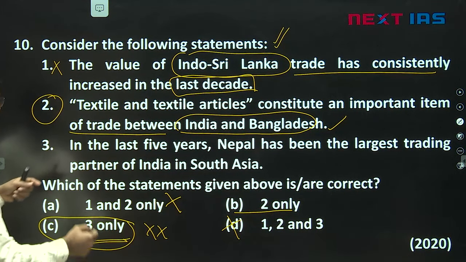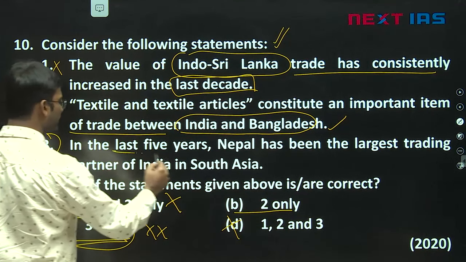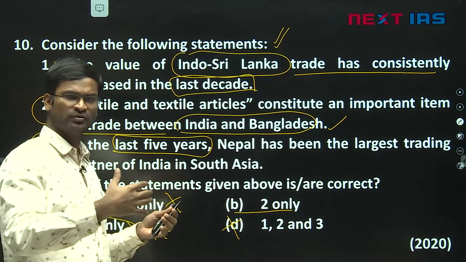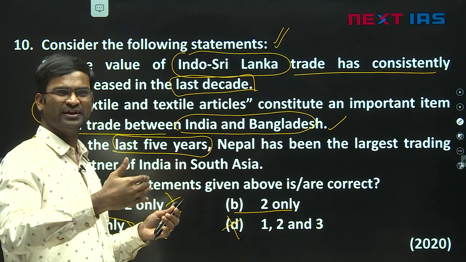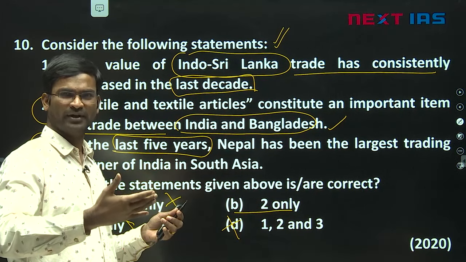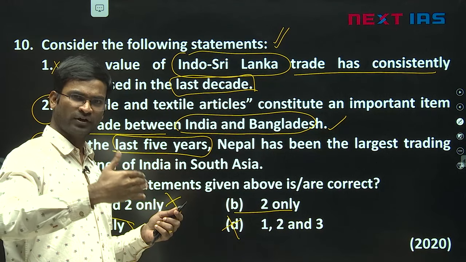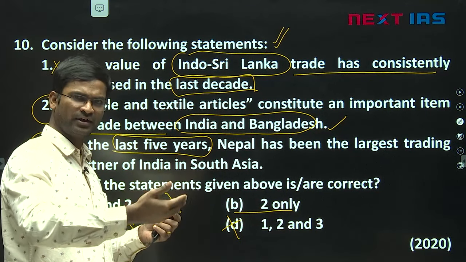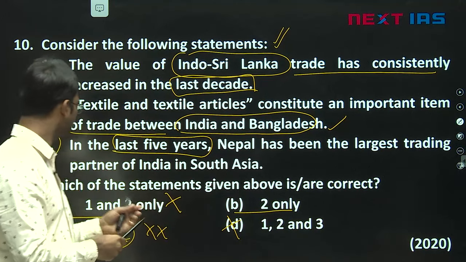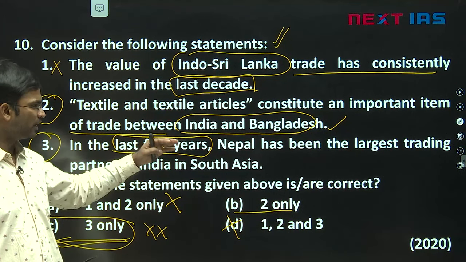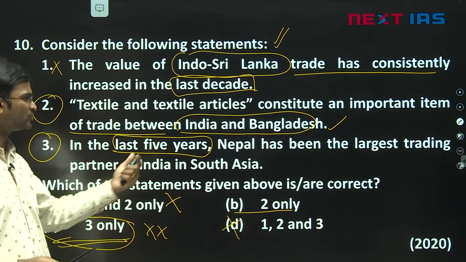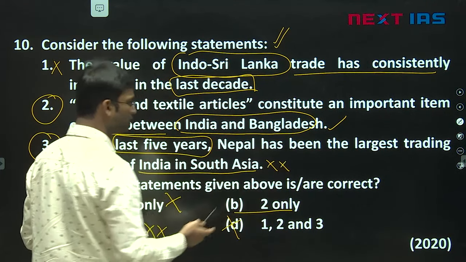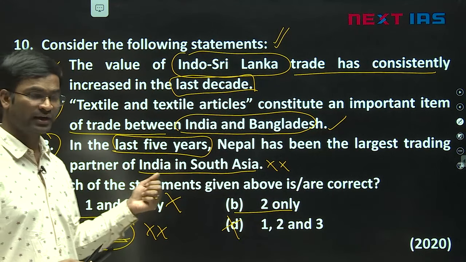But look at the third option. In the last 5 years, again they kept the years, last 5 years. UPSC loves 5 years, 10 years, then since 1991, then since independence. Generally these are the trends: 1947 onwards, 1991 onwards, then last 10 years or a decade or 5 years. Okay, see. In the last 5 years, Nepal has been the largest trading partner of India in South Asia. It's a wrong statement. So by seeing this question we can get an idea.